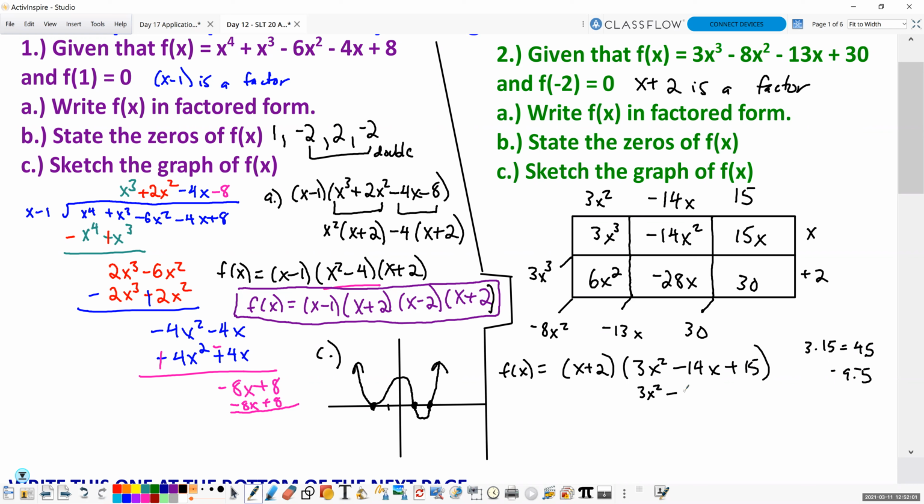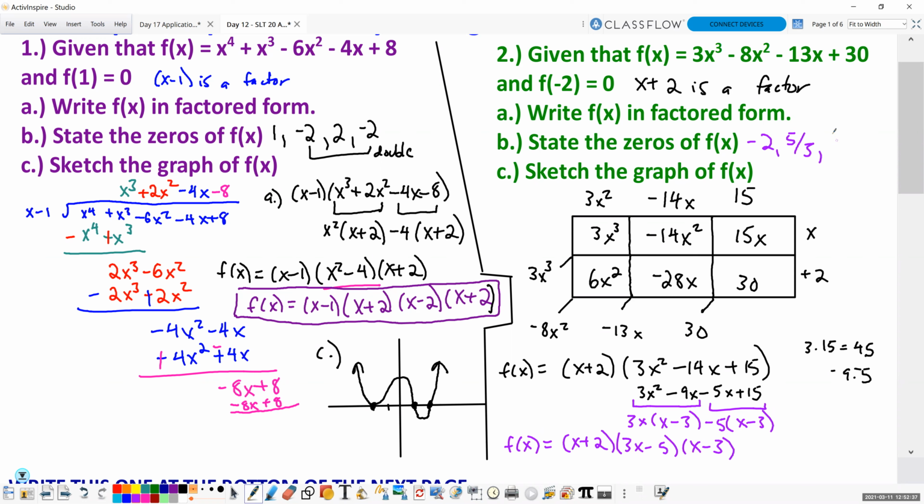So I've got 9x minus 5x plus 15. This is a lot of black pen. Let's switch to purple. From these two, I'm going to take out 3x. I get x minus 3. From these two, I'll take out a negative 5 and get x minus 3. And so now I get f of x. I'm going to bring down my x plus 2. And from my trinomial factoring, I get 3x minus 5 times x minus 3. So my zeros are negative 2, 5/3, and 3.